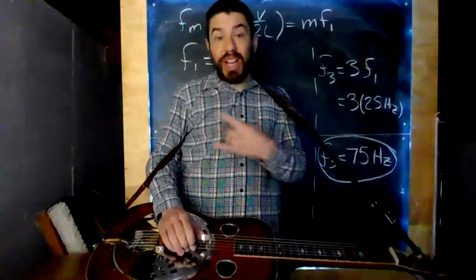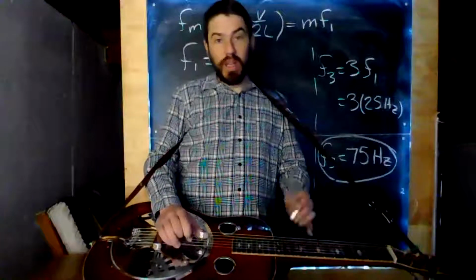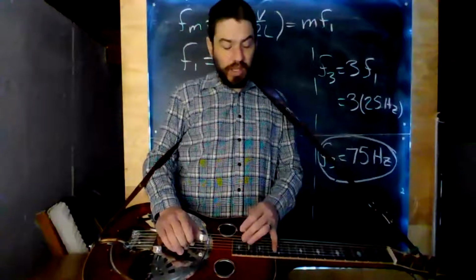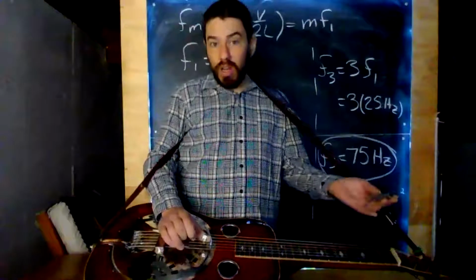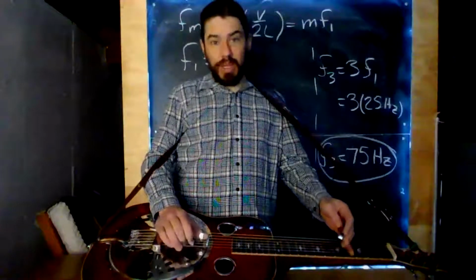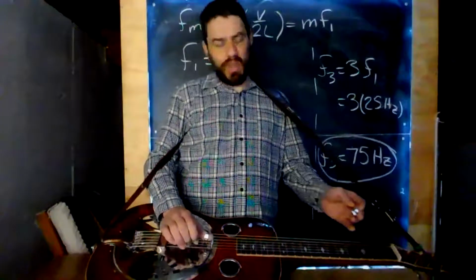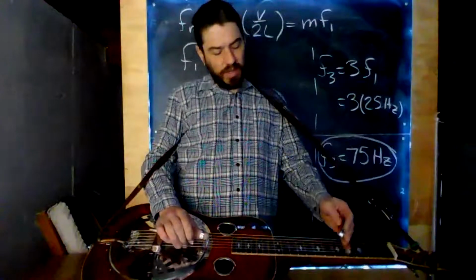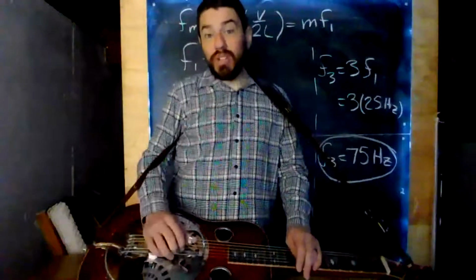I can stop this string a third of the way along and create the m equals 3 mode as well. So m equals 1, 2, 3. I can even create the m equals 4. And I could probably keep going, maybe. Gets a little harder. There's the m equals 5. Ooh, there's the m equals 5, actually. Anyway, interesting stuff.